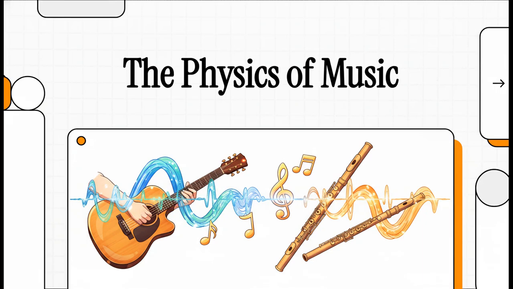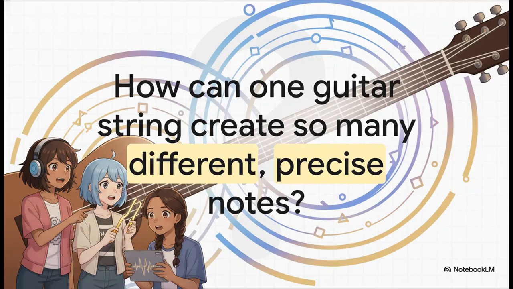Have you ever really stopped to think about what music is? I mean, at its most basic level, it's just vibrations, wiggles in the air. So how do those simple vibrations turn into the complex, beautiful harmonies that we all love? Well, today we're going to dive into the hidden physics that turns a vibrating string or a column of air into a full-blown symphony. So let's start with a question to get our heads in the game.